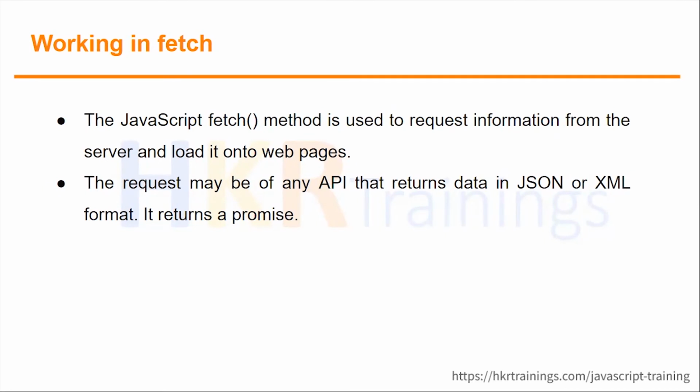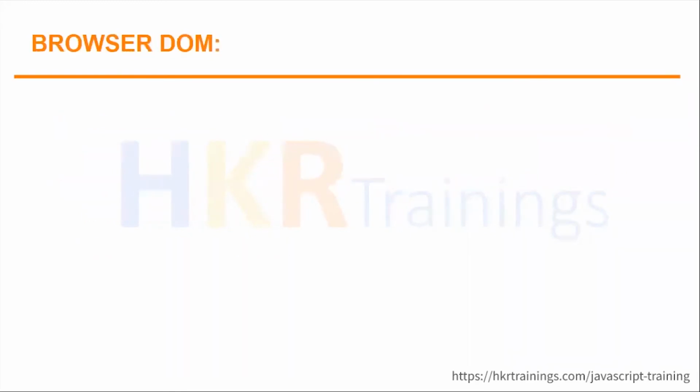The request may be to any API that returns data in JSON or XML. Whenever we are using any API, we need to make sure that the output data will be only JSON or XML. JSON is mostly preferred for REST service and XML is mostly preferred for SOAP. So that is about that. Fetch takes a URL and then options.